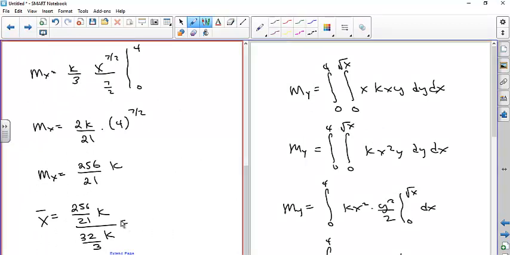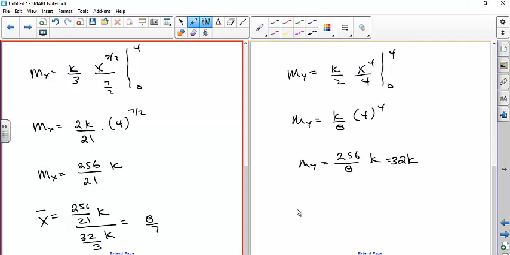So I'm going to cheat here. 256 divided by 21 divided by 32 divided by 3, and make that a fraction. You see the k's cancel out. So I get 8/7. I do the same thing over here.